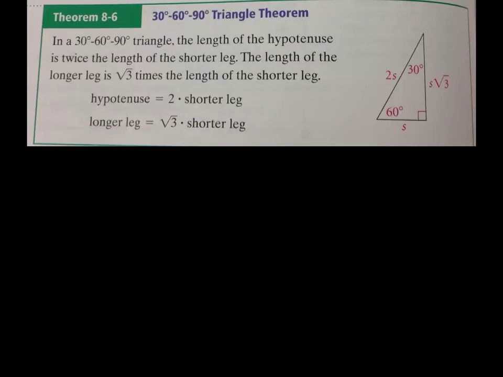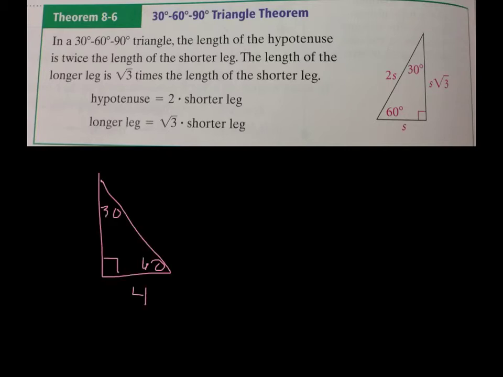The second half of the lesson talks about 30, 60, 90 triangles. If you have a 30, 60, 90 triangle, there are 2 rules you need to know to figure out the length of the legs and the hypotenuse. First rule is, again, the shorter leg is the key to getting the other 2 sides. If you know the shorter leg, you multiply it by 2 to get the length of the hypotenuse. If you know the shorter leg, you multiply it by the square root of 3 to get the length of the longer leg. Now let's take a look at some examples and see if we can figure out the missing sides.